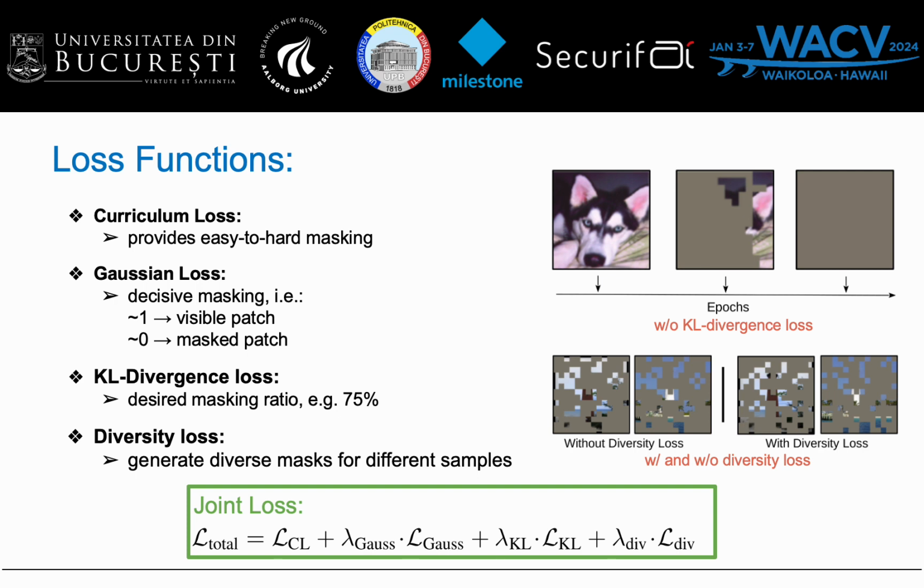In our experiments, we keep the desired masking ratio the same as MAE, which is 75%. Our final loss function, diversity loss, ensures diversity among the generated masks. The bottom left figure compares the generated masks from 2 samples with and without including the diversity loss. We can see here that these masks show higher variance after including the diversity loss. We train our curriculum masking module with the combined loss obtained by adding these 4 loss functions.